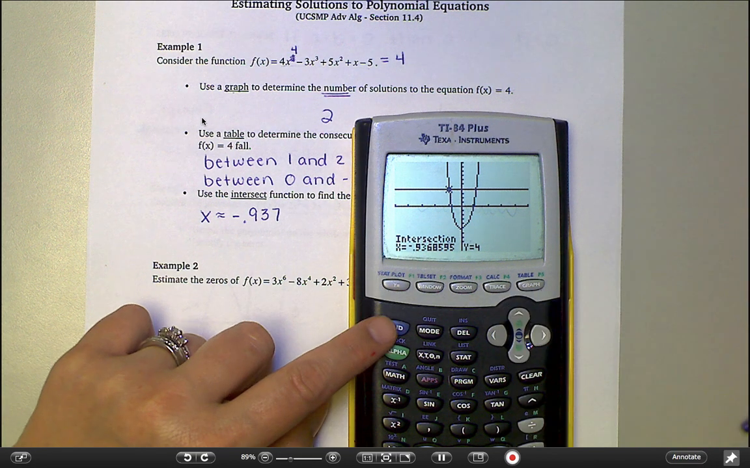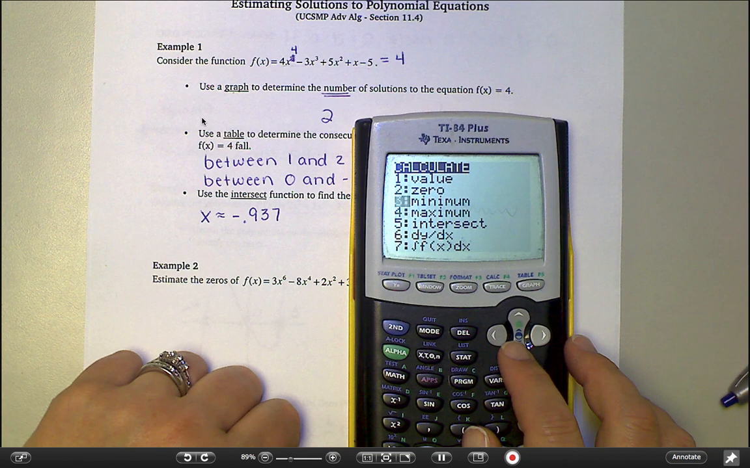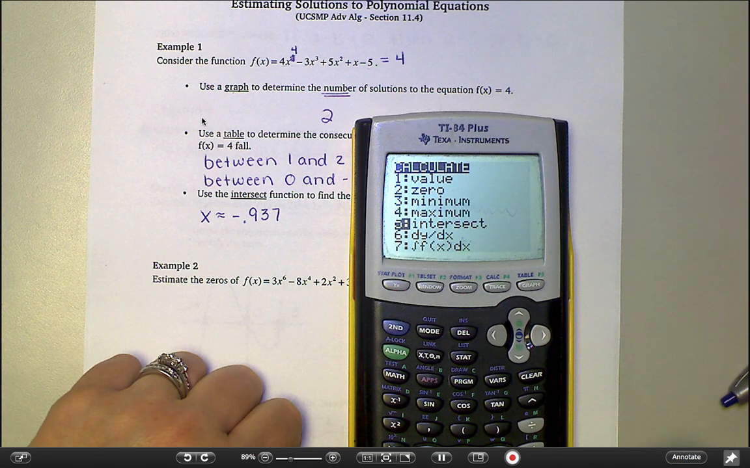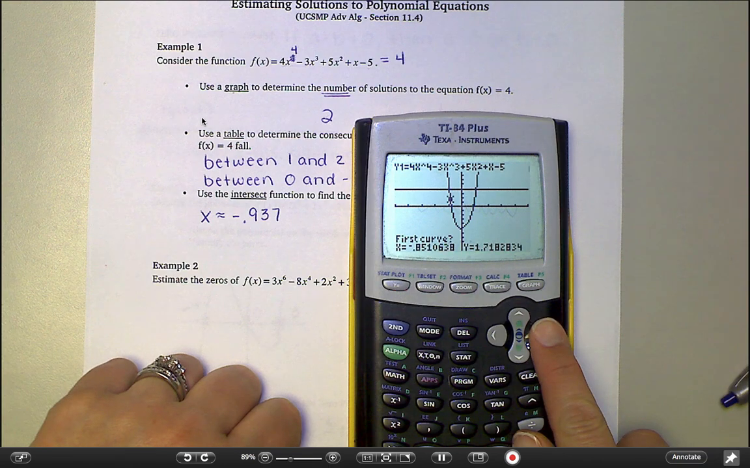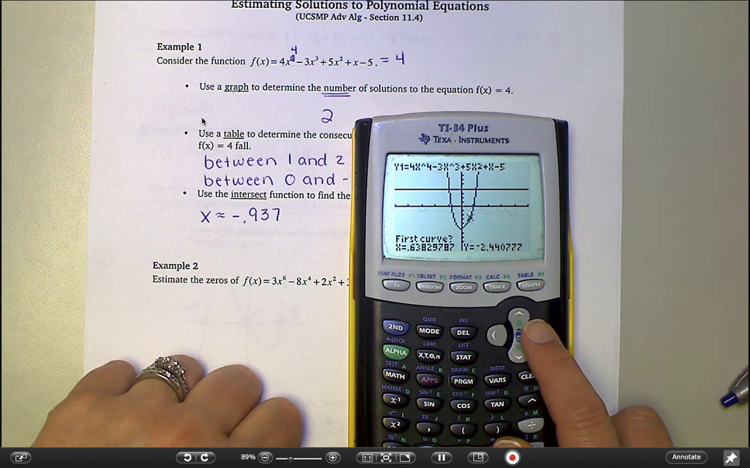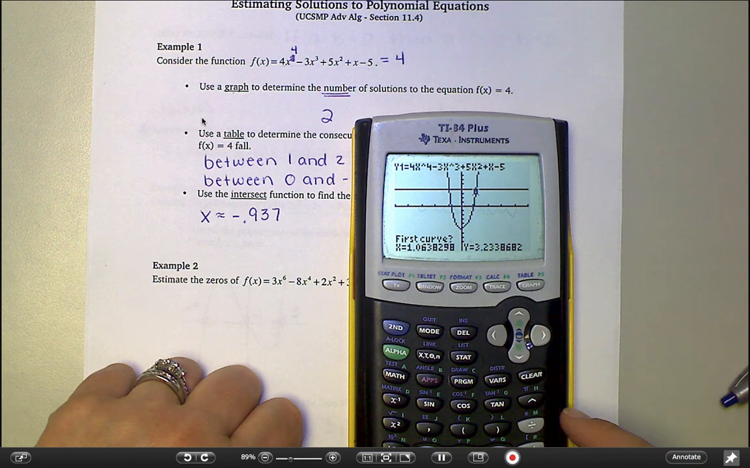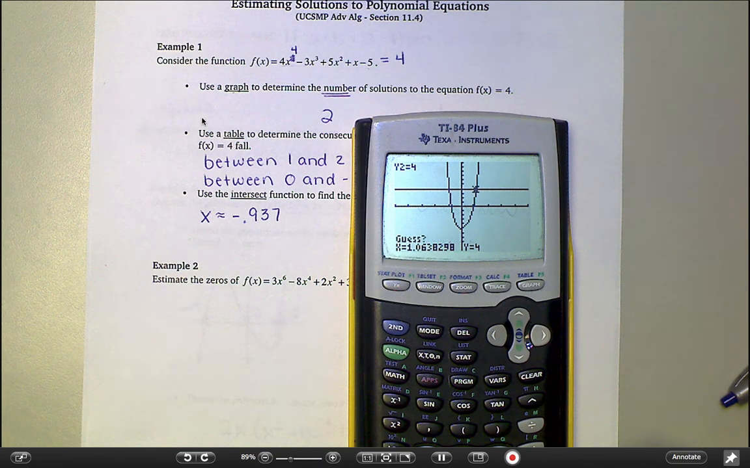So I'm going to repeat. I'm going to go second calc, intersect, option number 5. This time I'm going to move my cursor to the right to get it closer to that other intersection point. Okay, so like there's good. Hit enter. Second curve, yes, that's the second one. Enter, and then guess one more time.